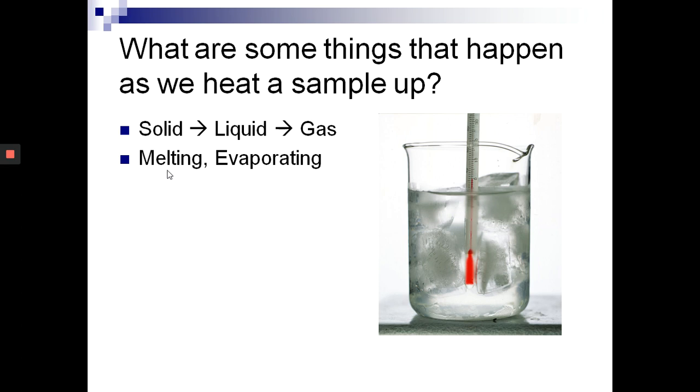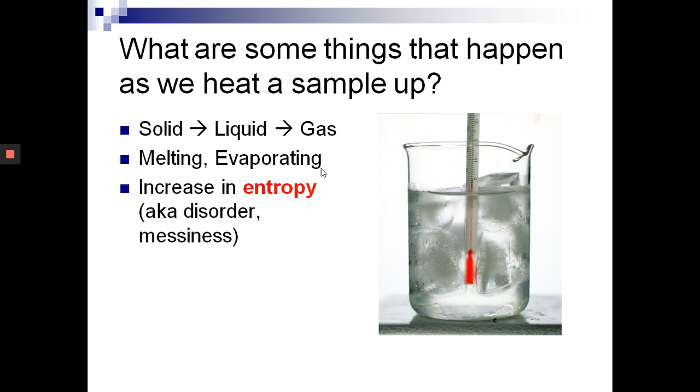So these are going to be the phase changes from solid to liquid to gas, and we are going to have a specific name for each phase change. When a solid turns into a liquid, which is the first arrow, that's called melting. The next phase change is from liquid turning into a gas, which is the second arrow, and this is called evaporating.